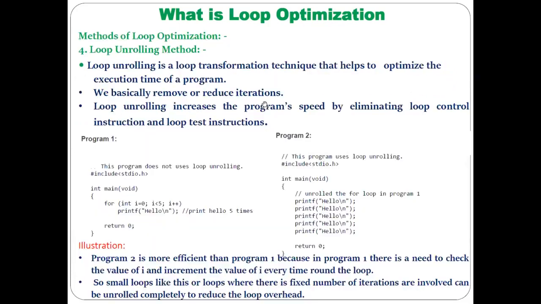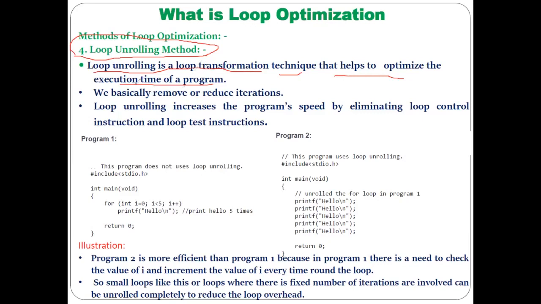Okay. Then let's go to the fourth important method related to the loop: the loop unrolling method. What is the loop unrolling method? Let's see here. Loop unrolling is a loop transformation technique that helps to optimize the execution time of the program, helps to decrease the execution time of the program, and helps to reduce the processing time of the program.